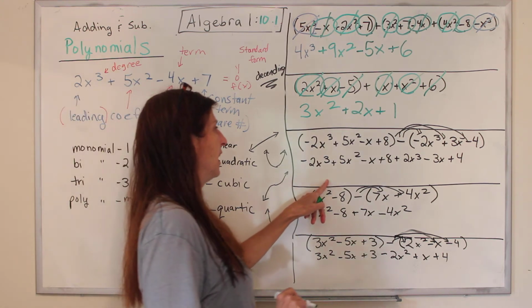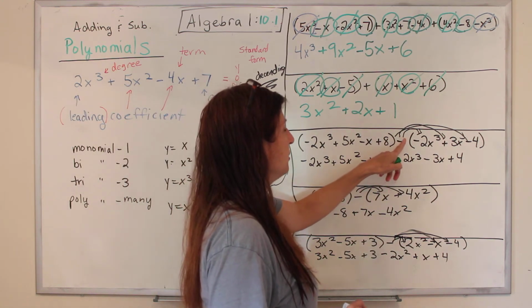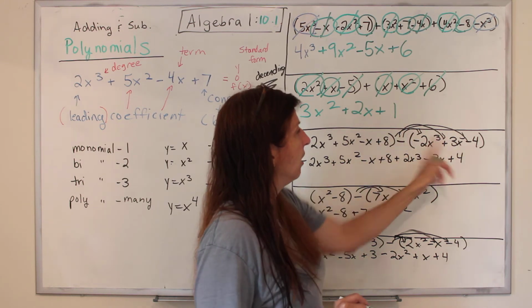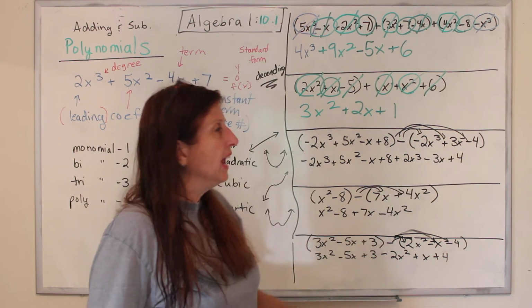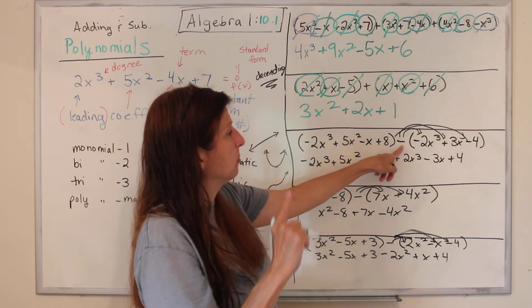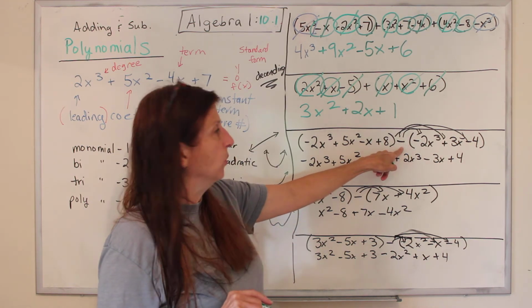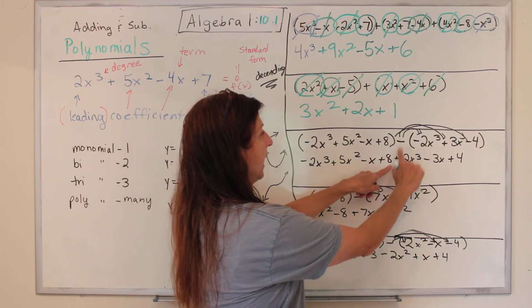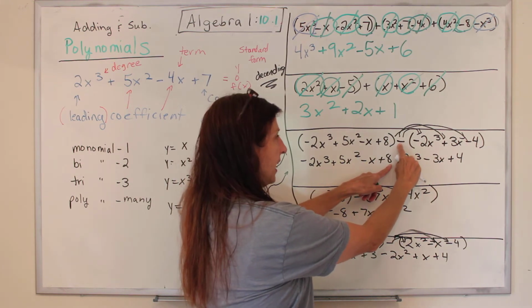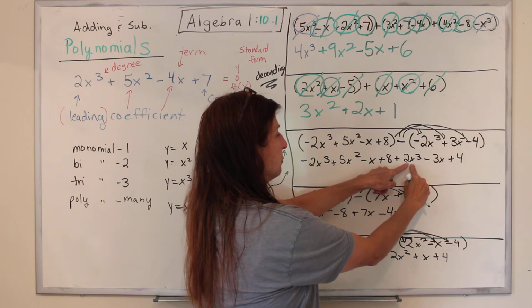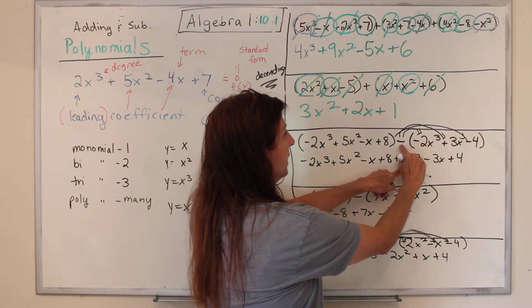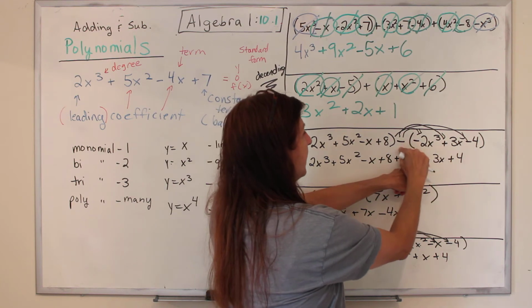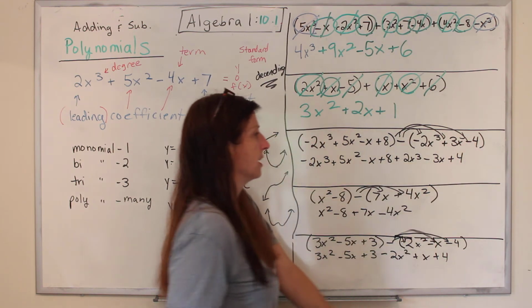Okay, now what if it's minus? If it's minus, you have to distribute that negative to all the terms after it. It's like the distributive property with the understood negative 1. So I write down the first one as is, and now I'm going to do it. Negative times negative makes a positive 2x cubed. Negative times positive is a negative 3x, and negative times negative is positive 4x.